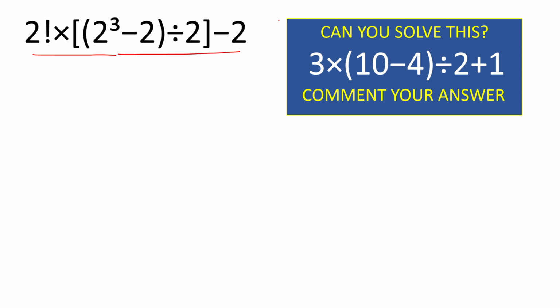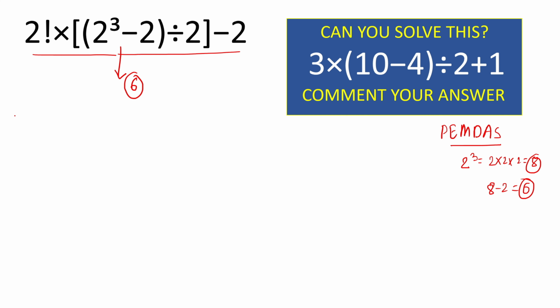So we will follow PEMDAS, or you can say order of operation. First we have to solve this parenthesis part, which is 2 cube minus 2, and 2 cube is nothing but 2 times 2 times 2, which equals 8, and 8 minus 2 equals 6. So we can simply write 6 in this place. So we will write 2 factorial times this next 6 divided by 2 minus 2.